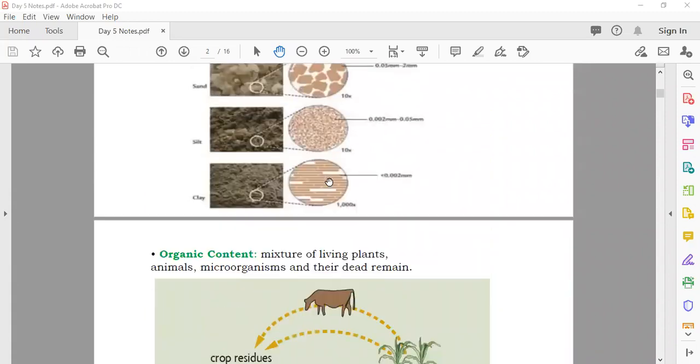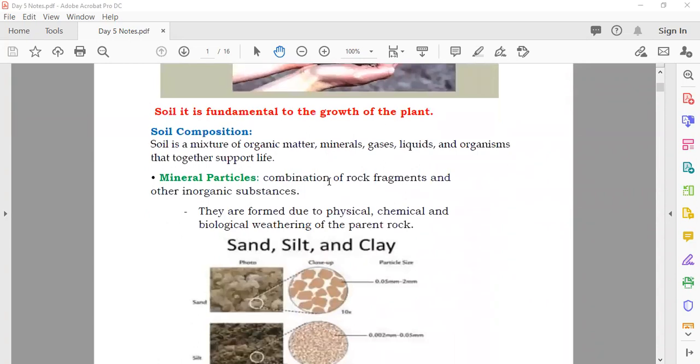Again, what I'm telling you is that soil is a mixture of organic matter and minerals. We just discussed minerals here. Now in the next page, we are discussing organic matter. What organic matter is present inside the soil?